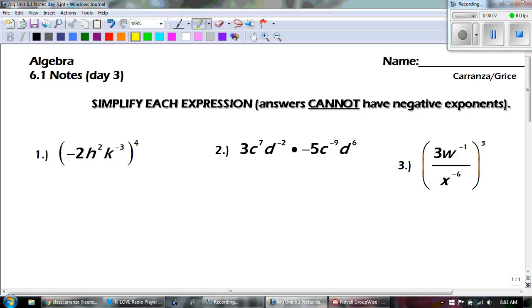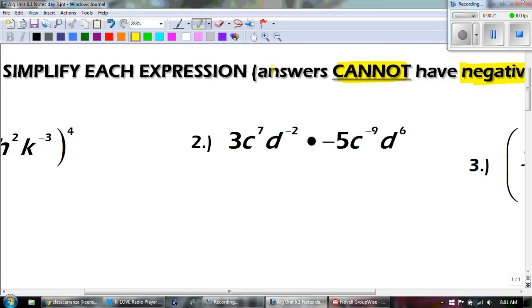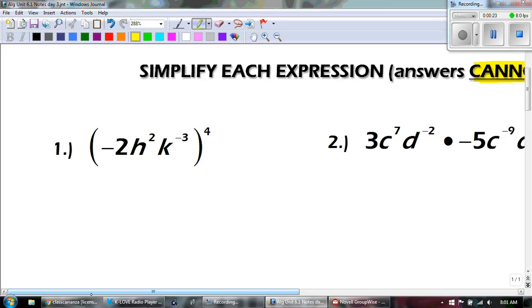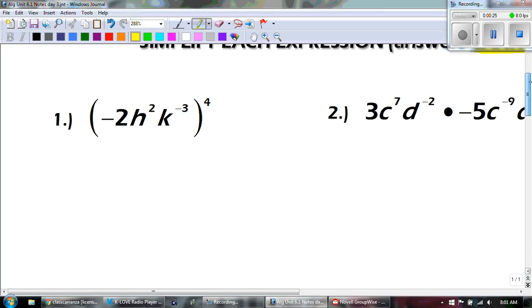Today we are continuing our discussion on properties of exponents. Remember to simplify each expression, and your answers cannot have negative exponents. Okay, so let's go ahead and get started and look at number 1.